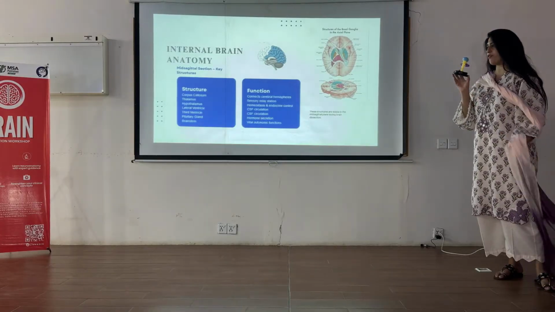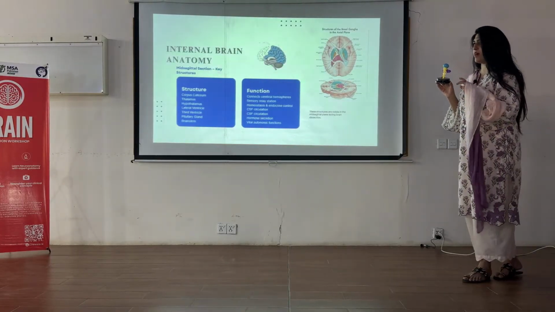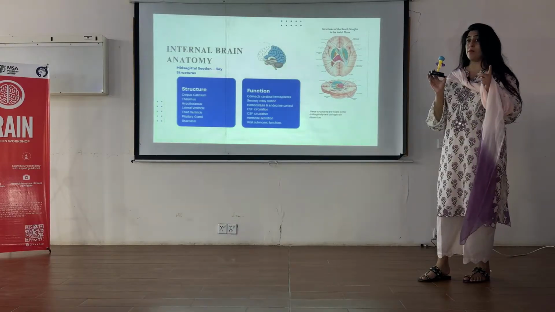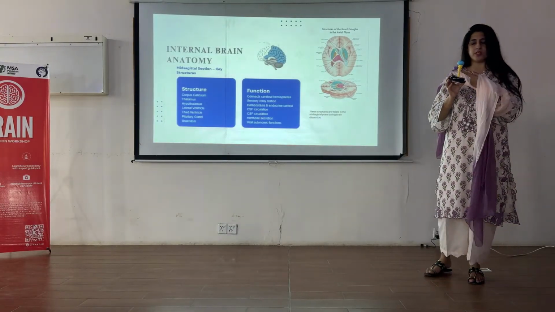So it is completely different from extraocular movements, which are controlled by the different nerves which are part of the peripheral nervous system. This is part of the central nervous system.